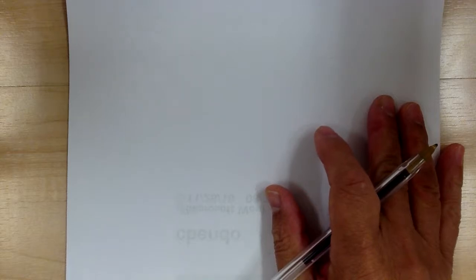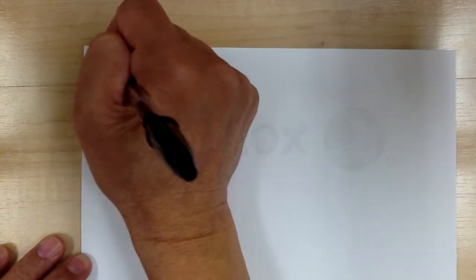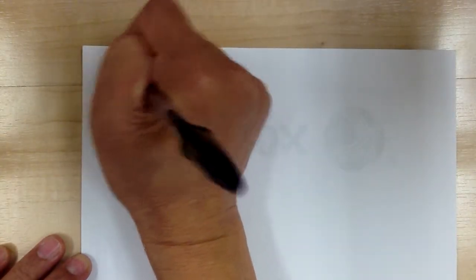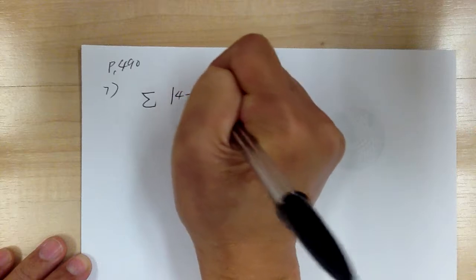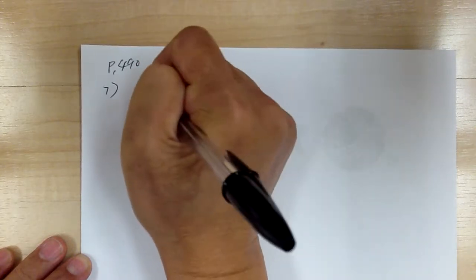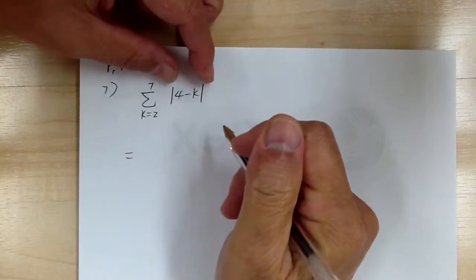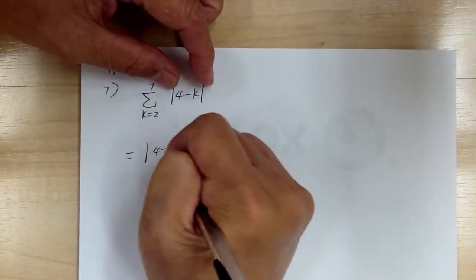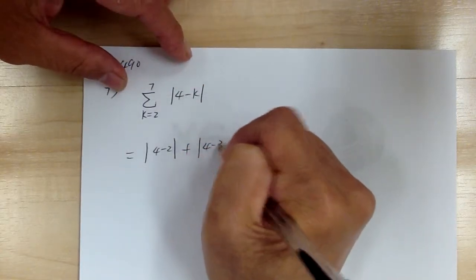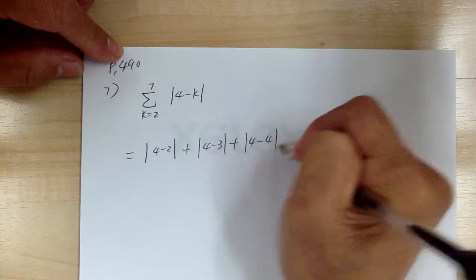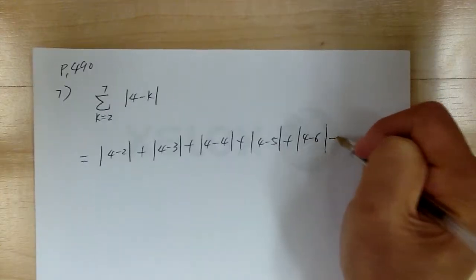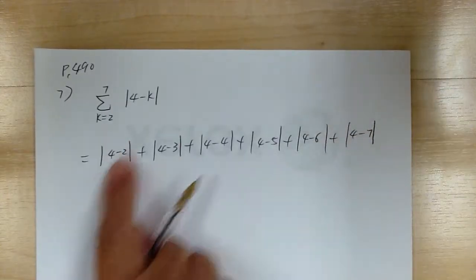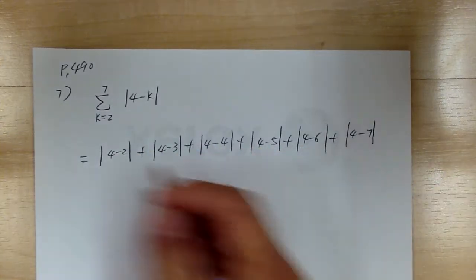Okay, let's go to number 7. Number 7, you have a sigma of absolute value of 4 minus k, and you want k equal to 2 to 7. So first one would be absolute value of 4 minus 2, and you're going to get 4 minus 3, and you're going to get 4 minus 4, 4 minus 5, 4 minus 6, and 4 minus 7. You can just substitute, right? It's 2, so it'll be 2, 3, 4, 5, 6, 7. Then you go and work it out.